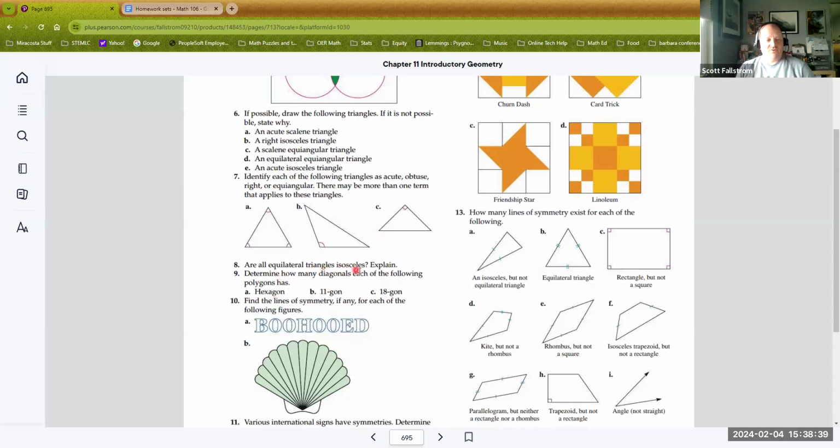Are all equilateral triangles isosceles? Go back to the definition. What does it mean to be isosceles? And remember, our book may be different than what you learned in potentially another class. It's not to say that they're wrong. They just may have a more limiting definition. Okay, let's check next.